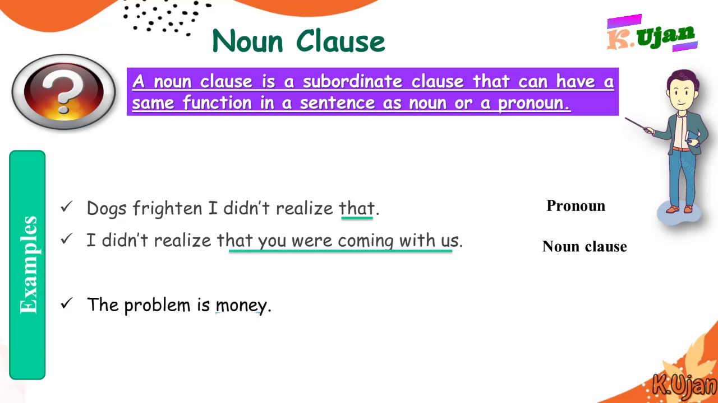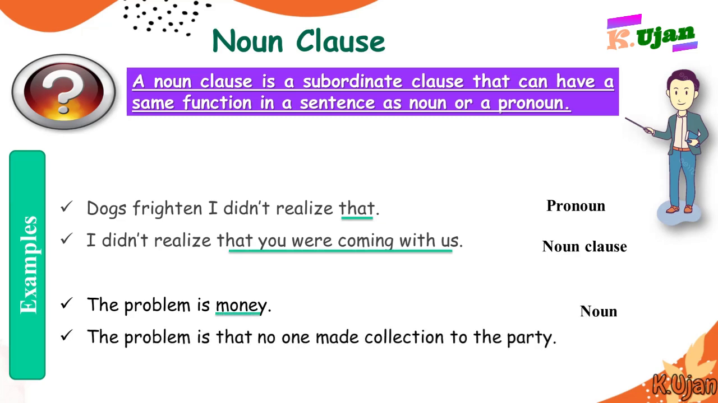The problem is money. So money is a noun. And the problem is that no one made a collection for the party. So that no one made a collection for the party equals the word money. So here is the noun clause: that no one made a collection for the party.